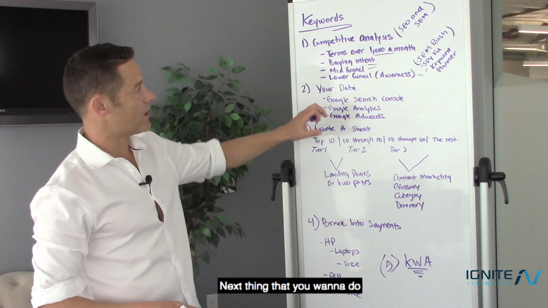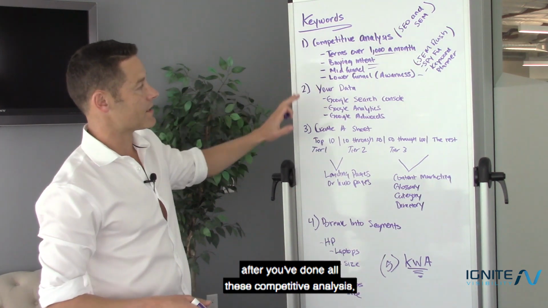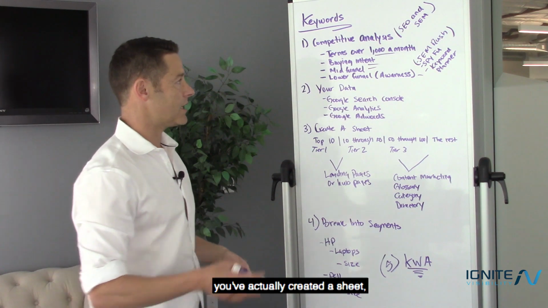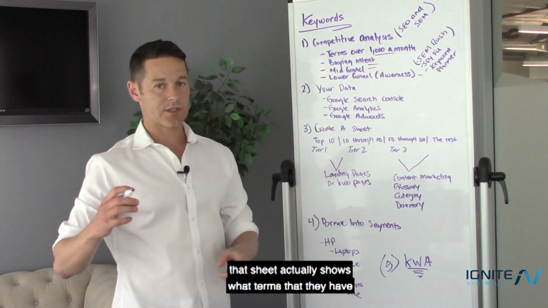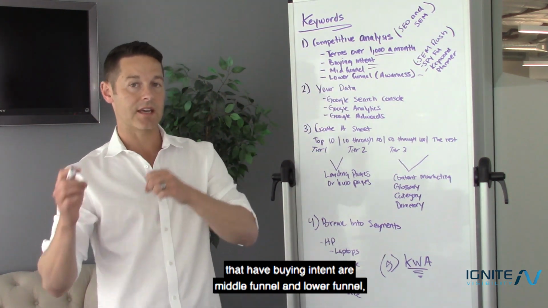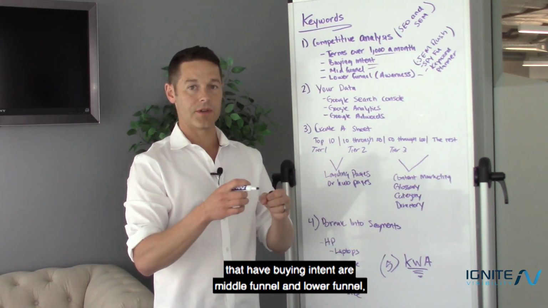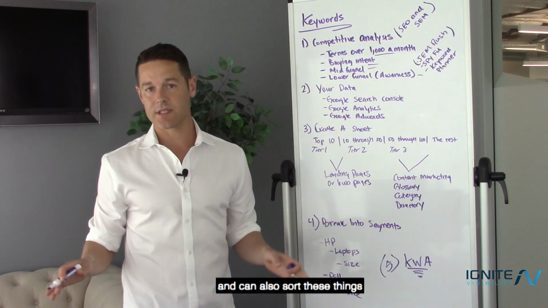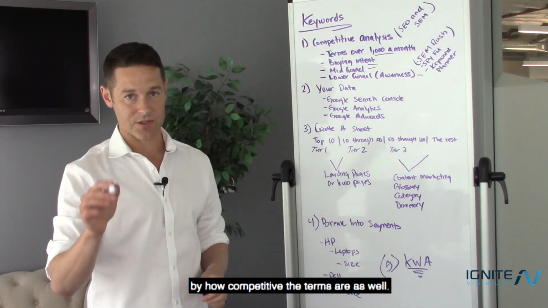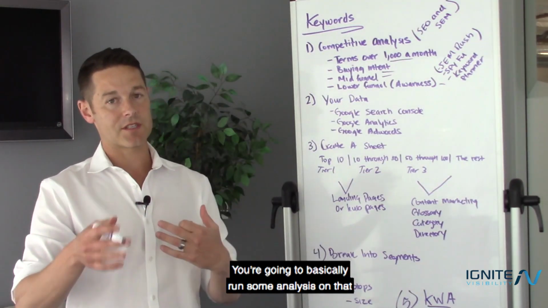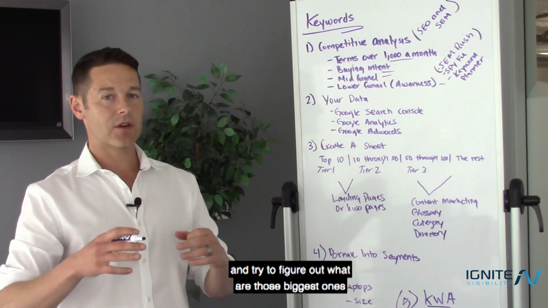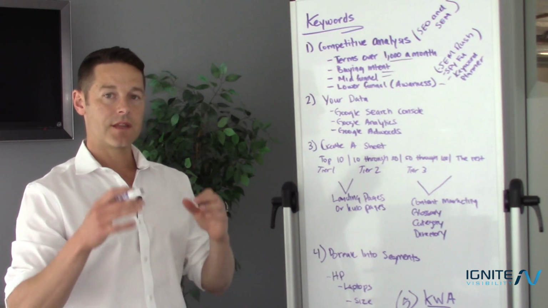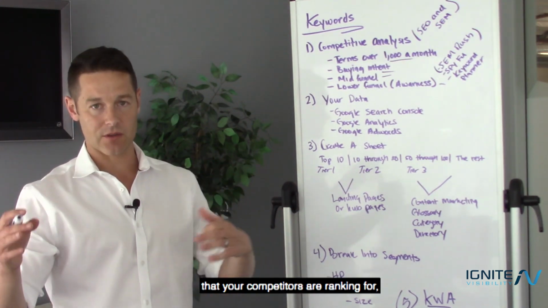Next thing that you want to do after you've done all this competitive analysis, you've looked at your top competitors, you've actually created a sheet. That sheet actually shows what terms that they have that have buying intent are middle funnel and lower funnel, and that are over 1,000 visitors a month. And you can also sort these things by how competitive the terms are as well. You're going to basically run some analysis on that and try to figure out what are those biggest ones that you care the most about that your competitors are ranking for.